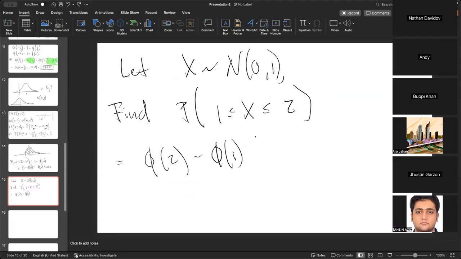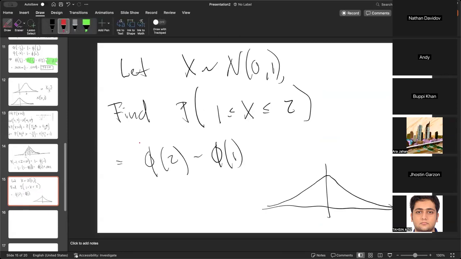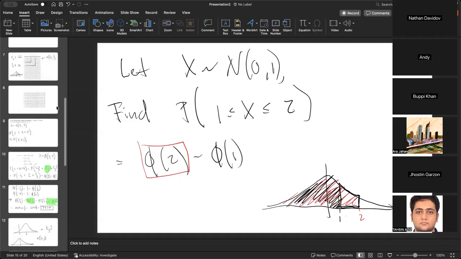So in order to find this, think about what's happening in the picture. Here's my standard normal distribution. I want to find phi of 2. That's going to be this whole area. But then I want to subtract off phi of 1, which is this whole area. I'm only interested in this area here. So I'm going to do phi of 2 minus phi of 1.